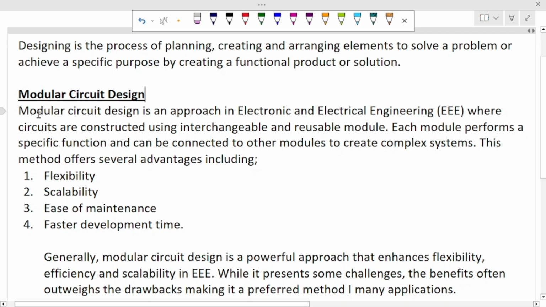So when we say modular design, just bear in mind that whether modular circuit design or modular design, we are talking about the same thing. Modular circuit design is an approach in electrical electronics engineering where circuits are constructed using what? Interchangeable and reusable model.